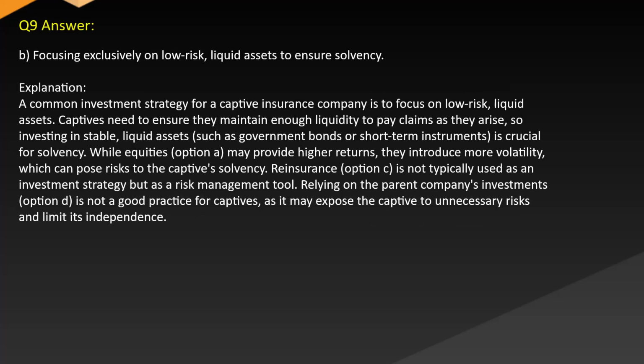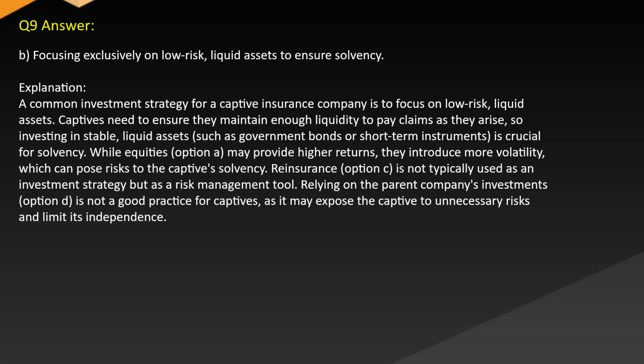Answer: B. Focusing exclusively on low-risk liquid assets to ensure solvency. Explanation: A common investment strategy for a captive insurance company is to focus on low-risk liquid assets. Captives need to ensure they maintain enough liquidity to pay claims as they arise, so investing in stable liquid assets such as government bonds or short-term instruments is crucial for solvency.